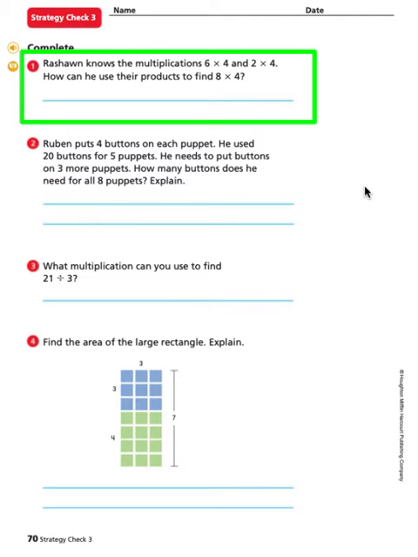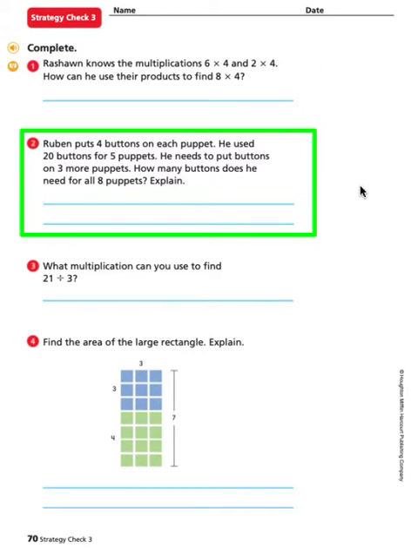Strategy check 3. Number 1, Rashawn knows the multiplications 6 times 4 and 2 times 4. How can he use their products, or the answers, to find 8 times 4? Number 2, Reuben puts 4 buttons on each puppet. He used 20 buttons for 5 puppets. He needs to put buttons on 3 more puppets. How many buttons does he need for all 8 puppets?